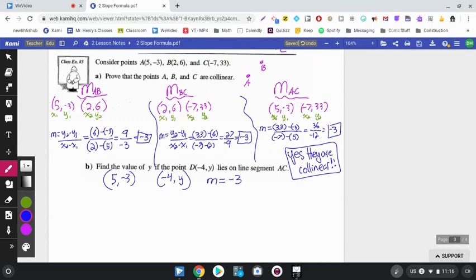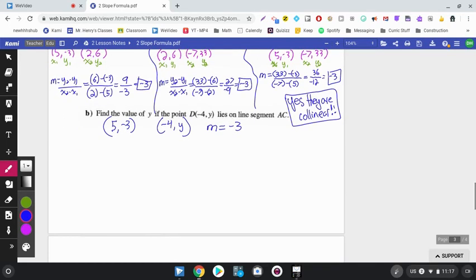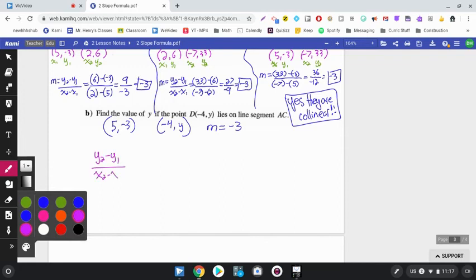It says find the value of y. Well, if I look at all of these things, two points and knowing the slope, I think of the slope formula: y2 minus y1 over x2 minus x1. That's what m is supposed to equal. And then I think, well, I have x1, y1, and then I have another point, so let's call that x2, y2. And then you have your slope.